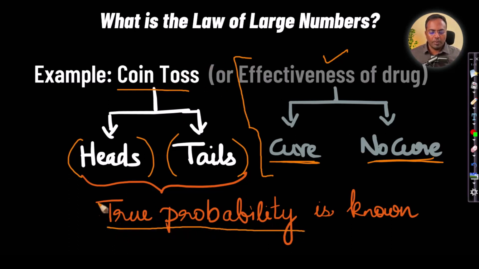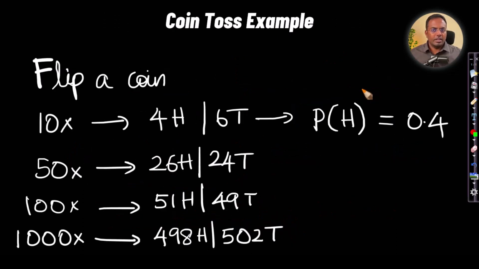Now, if you make this assumption for an example like the drug, where the actual effectiveness is known, then you can apply the same ideas. Let's work with the coin toss example. Alright, so you are tossing the coin 10 times. One single coin, you are tossing it 10 times. Out of those 10 times, 4 times you get heads and 6 times you get tails.